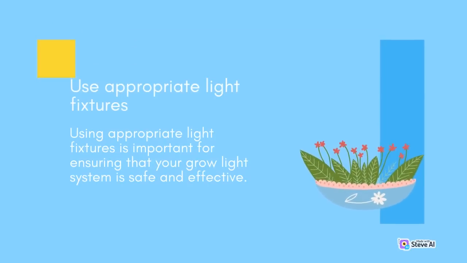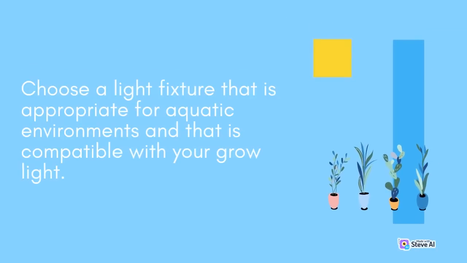Use appropriate light fixtures. Using appropriate light fixtures is important for ensuring that your grow light system is safe and effective. Choose a light fixture that is appropriate for aquatic environments and that is compatible with your grow light.